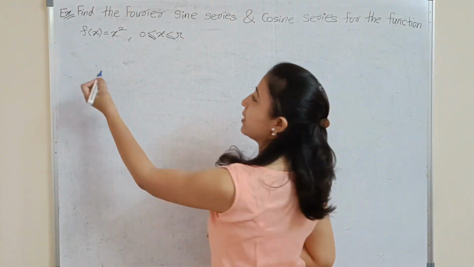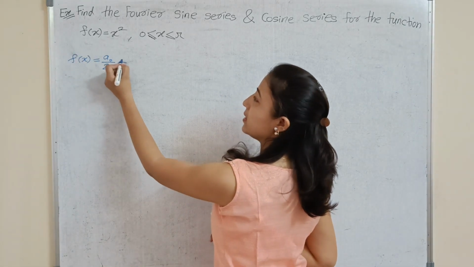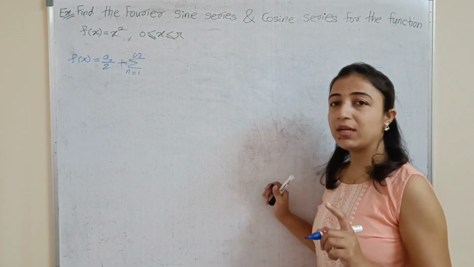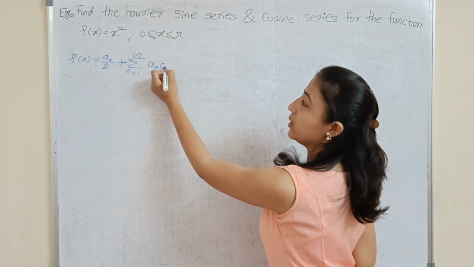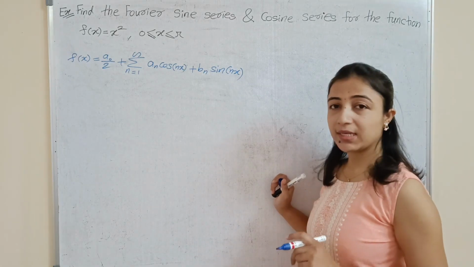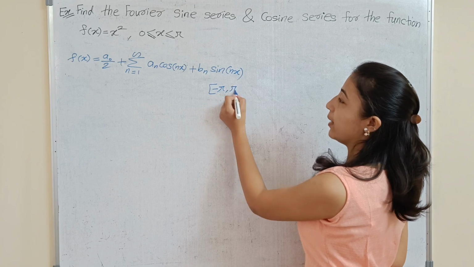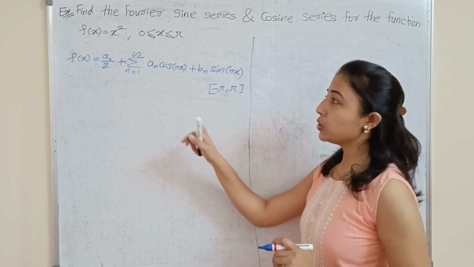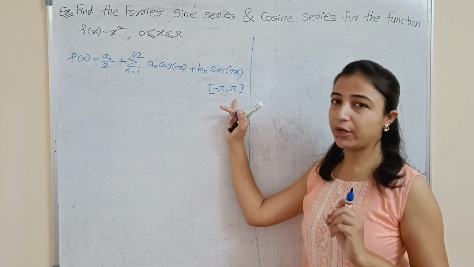So let's suppose I consider the Fourier series f of x is a0 by 2 plus summation n varies from 1 to infinity, and if our interval is minus pi to pi or 0 to pi, then the terms are an cos nx plus bn sine nx. So this is the Fourier series for the function f of x. Let's suppose our function is defined in the interval minus pi to pi. So this is our Fourier series formula for the function f of x in the interval minus pi to pi.